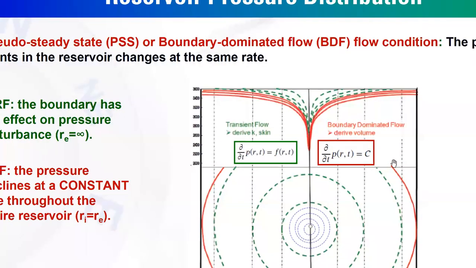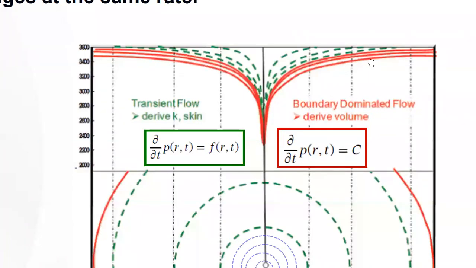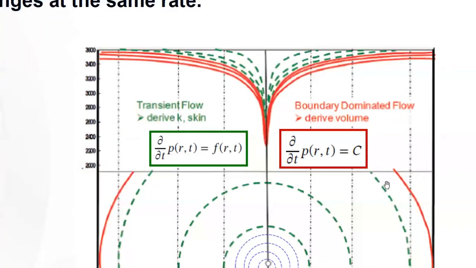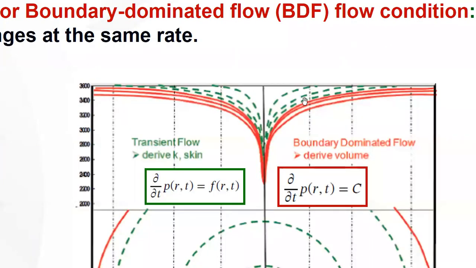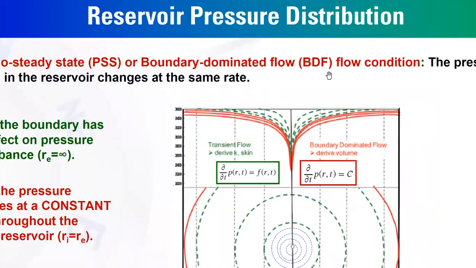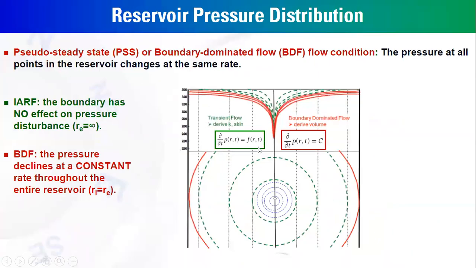But once this transient, as you can see in the red color, reaches this boundary, we have pseudo-steady state or boundary dominated flow. So the pressure throughout the entire reservoir, as you can see in this pressure profile in the red color, will change across the entire reservoir at the same level. So we can predict the average reservoir pressure by knowing the bottom hole flowing pressure, and also the reservoir connected volume or the hydrocarbon initially in place.